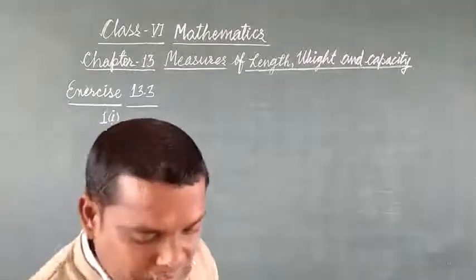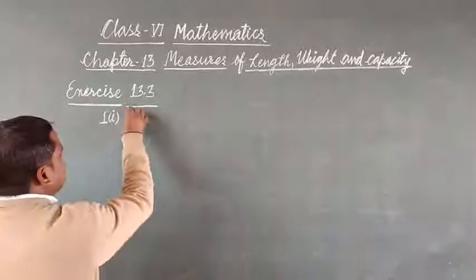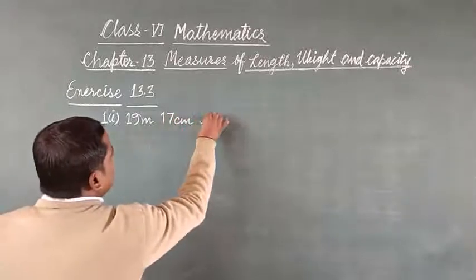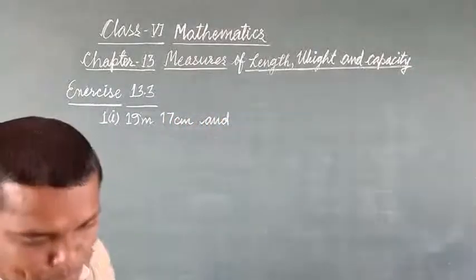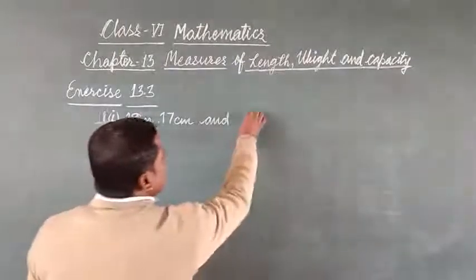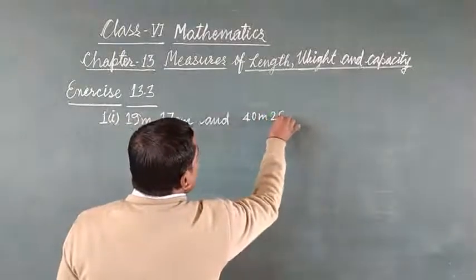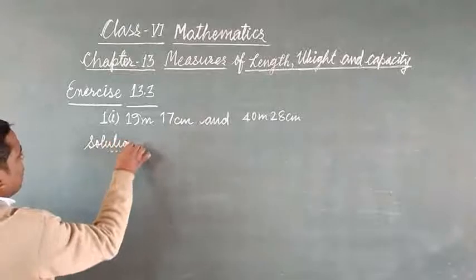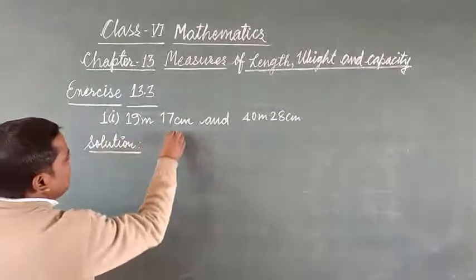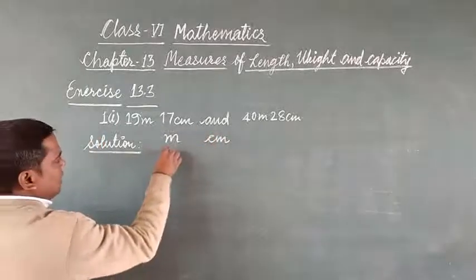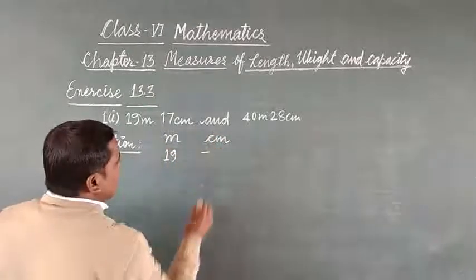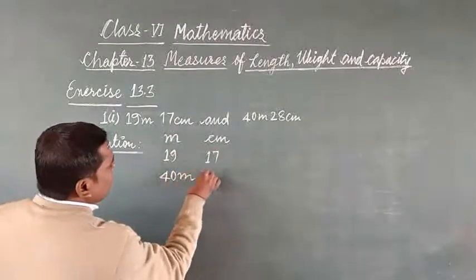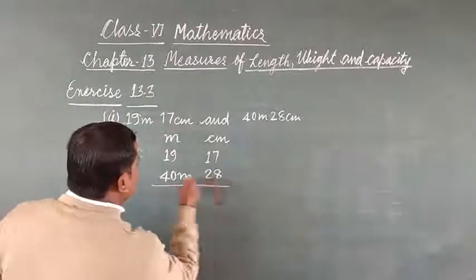Find the sum of 19 meter 17 centimeter and 40 meter 28 centimeter. We write the solution. We write meter here and centimeter here, then 19 meter 17 centimeter, 40 meter 28 centimeter. Then we will add.